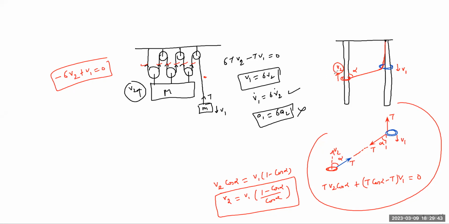So if I apply the same idea here, the v2 is trying to move this way. What is the component of v2 in the direction of this segment? Because v2 is connected to this segment, right? Cos alpha. And it will decrease or increase.